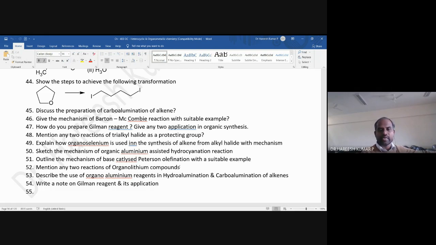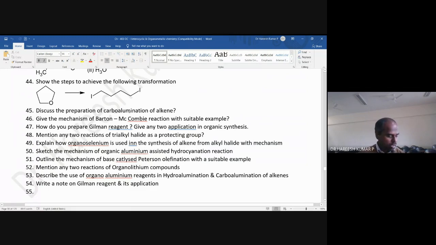Mention any two reactions of organolithium. Reactions of organolithium you have to mention. Then describe the use of organoaluminum reagent in hydroalumination and carboalumination. Hydroalumination is related to dialkyl aluminum hydride. Carboalumination is related to trialkyl aluminum. And Gilman reagent, dialkyl lithium cuprate, is the Gilman reagent. So this is about organometallics.